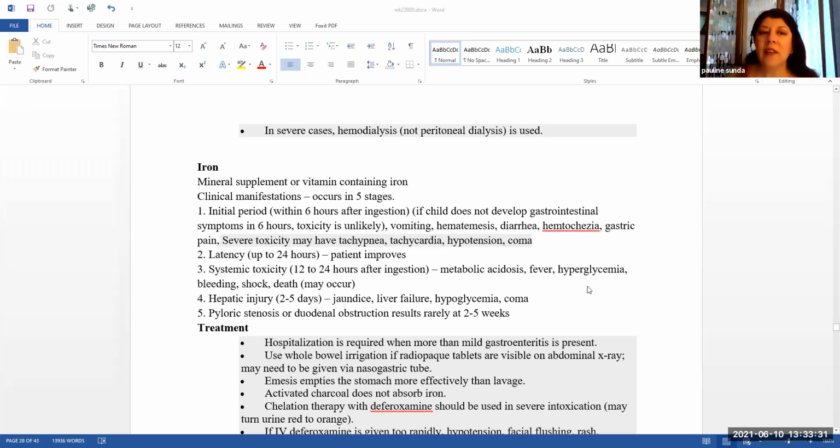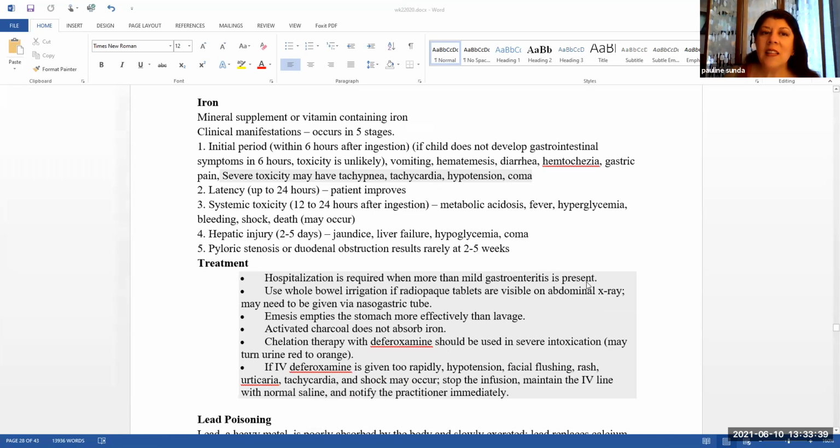Next, we're going to talk about iron toxicity. Here, this is a mineral supplement or a vitamin containing iron. The clinical manifestations occur in 5 stages. Initially, within 6 hours after ingestion, if the child does not develop gastrointestinal symptoms, toxicity is unlikely. These would include vomiting, hematemesis, diarrhea, hematochezia, gastric pain, and in severe toxicity, they may have tachypnea, tachycardia, hypotension, and coma.